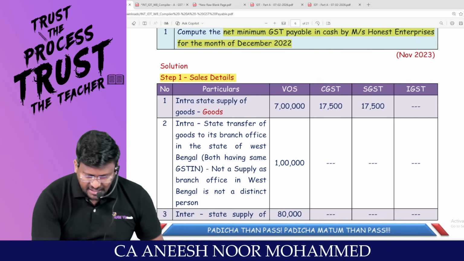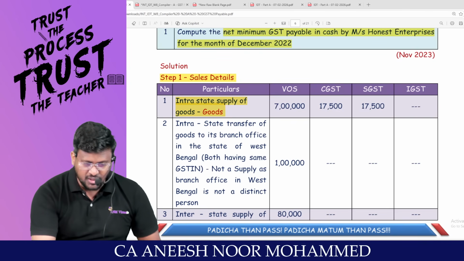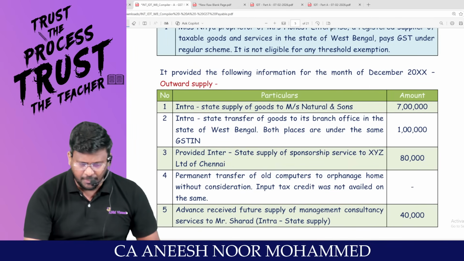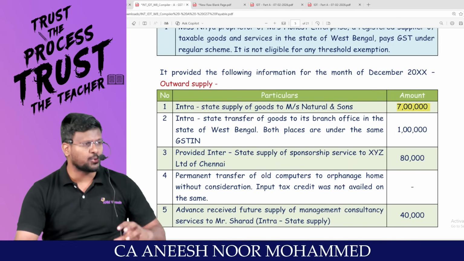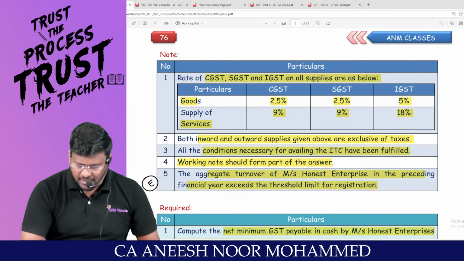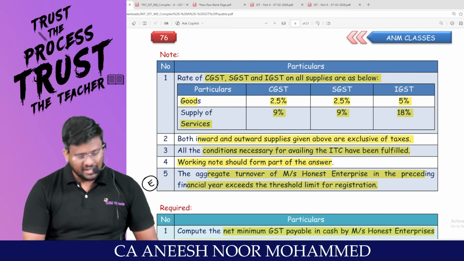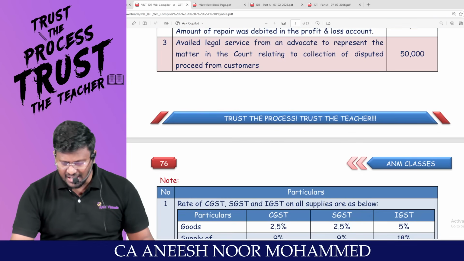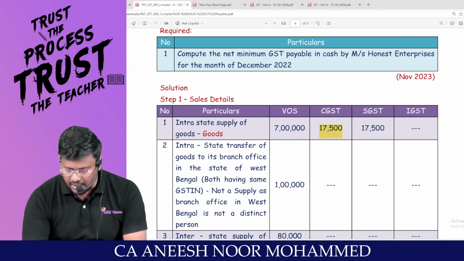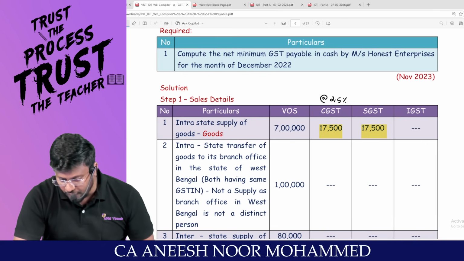Step number 1, sales details. Intra-state supply of goods. Be specific with the question. Goods. For goods, what is the intra-state outward supply? 7 lakh. For this 7 lakh, we are supposed to collect output tax. What is the rate for goods, my dear lovable students? 2.5% CGST, 2.5% SGST, 5% IGST. Is it intrastate or interstate? Intrastate. Then 2.5%. 7 lakhs into 2.5% comes to 17,500 and 17,500.